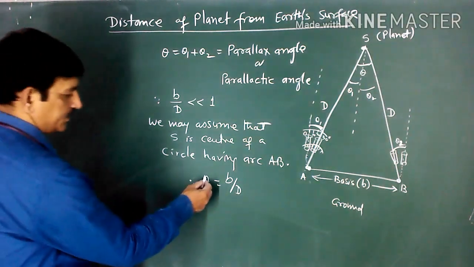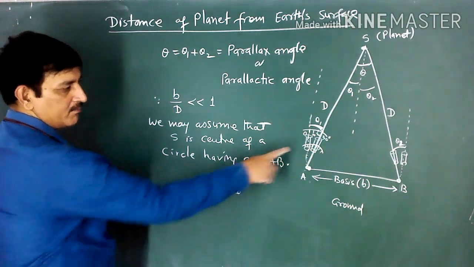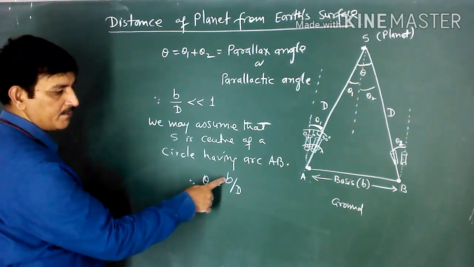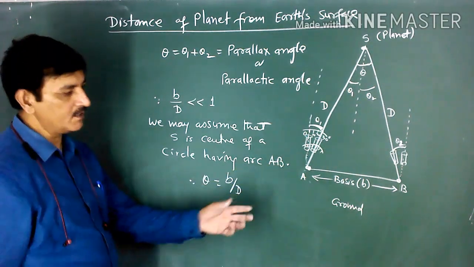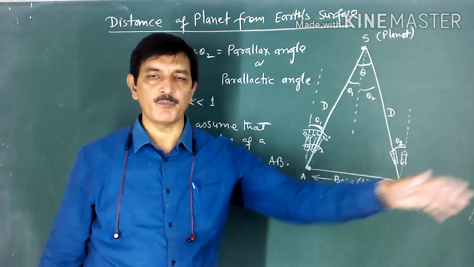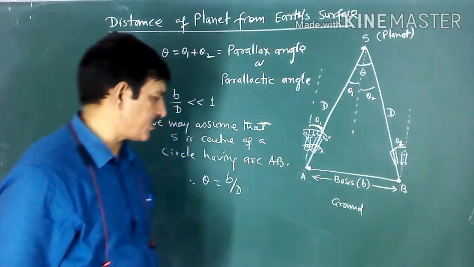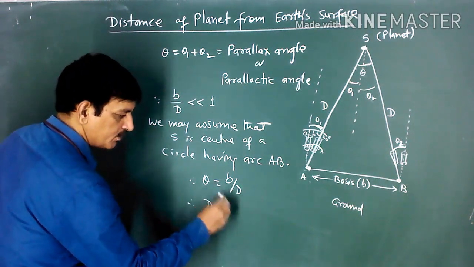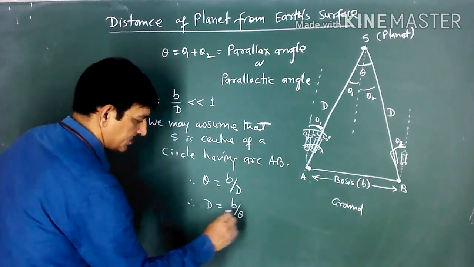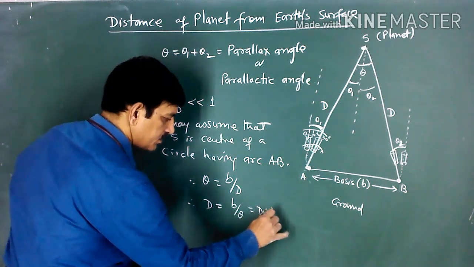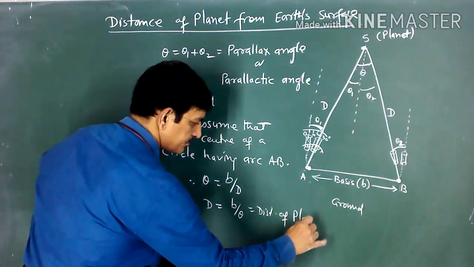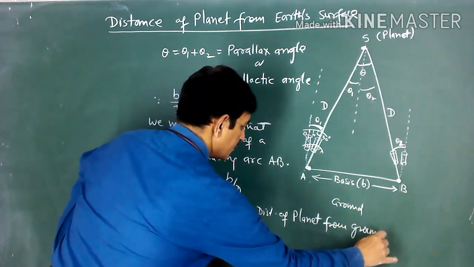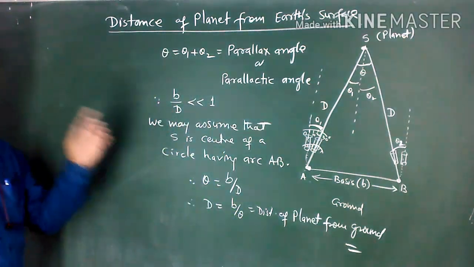So we can find this theta. Theta can be measured by using this telescope. So if theta is known and B is also known, because the distance between two observations on the ground we can measure, the value of D can be found. Therefore, the value of D will be equal to B by theta. So this is the distance of the planet from the ground. In this way, we can measure it.